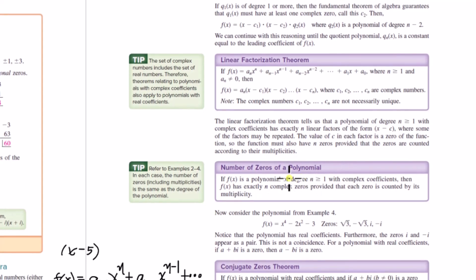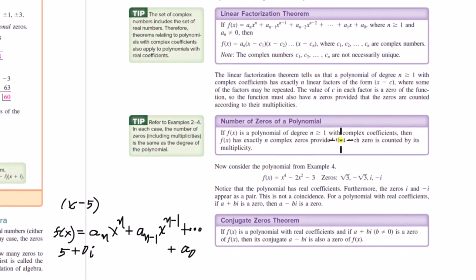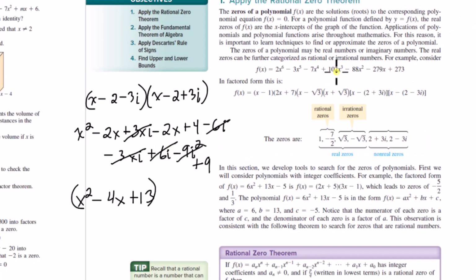So, the number of zeros of a polynomial: if f of x is a polynomial of degree n greater than or equal to 1 with complex coefficients, then f of x has exactly n complex zeros, provided that each zero is counted by its multiplicity. Okay, and so if we come back here, what you can note is that if you're not including complex zeros, then this isn't a zero of the polynomial then, right?